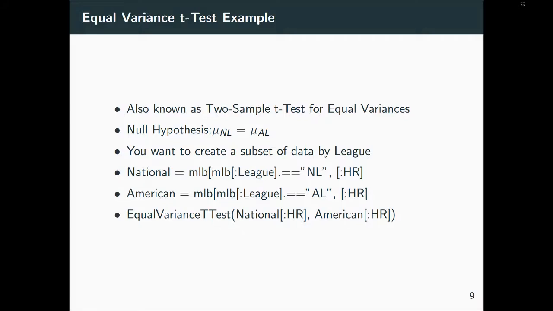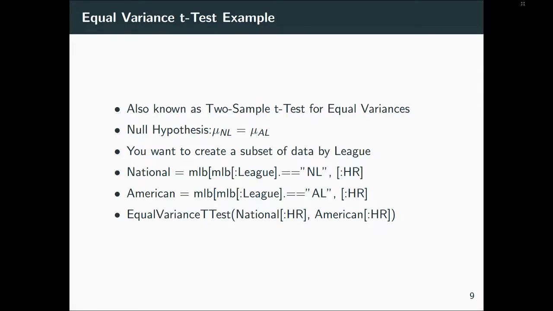The equal variance t-test is for a two-sample t-test, assuming the variances of both samples are equal. In our baseball example, one sample will be the average home runs of the National League, and the other sample will be the average home runs of the American League. The reason we are testing this is because the American League has designated hitters, meaning that they have hitters who replace the pitchers in the batting lineup, whereas in the National League, pitchers are included in the batting lineup.